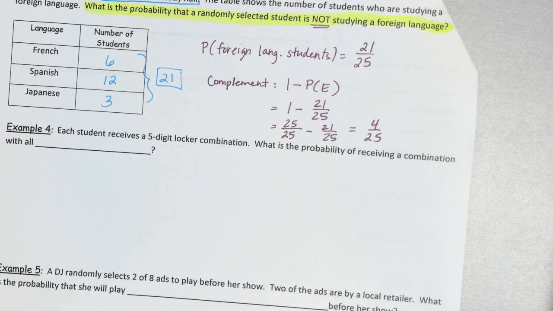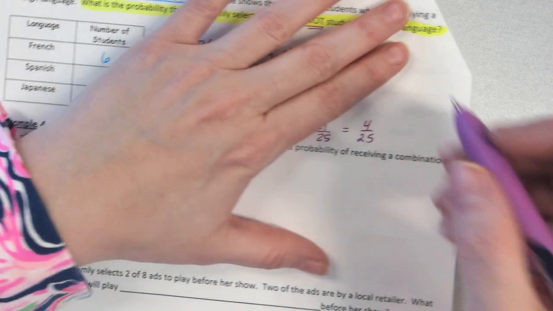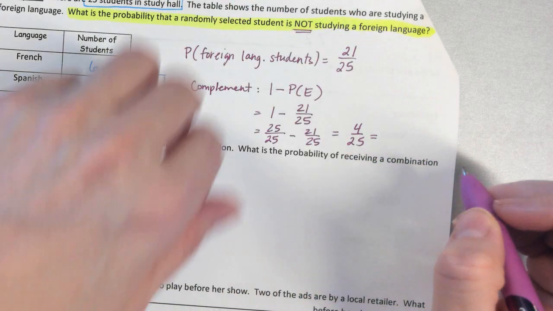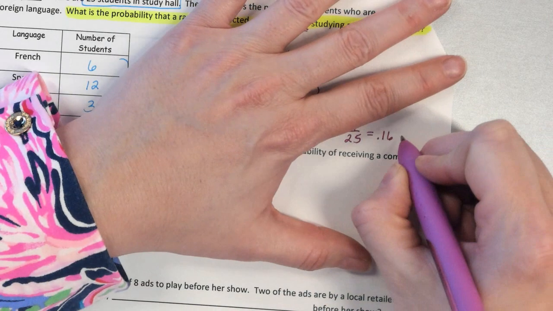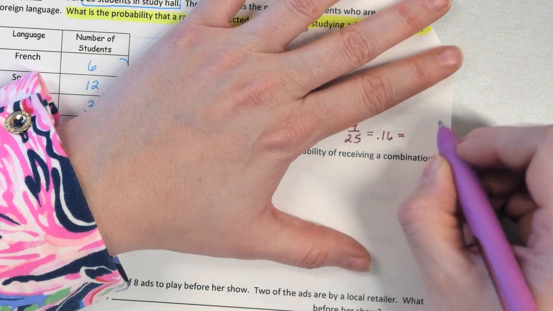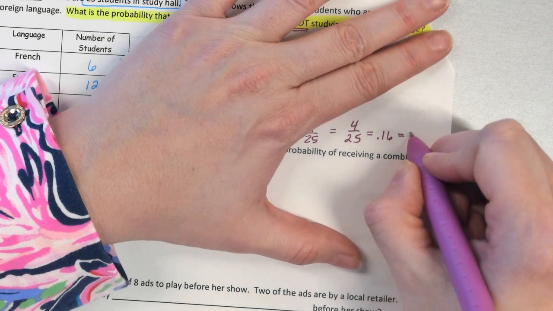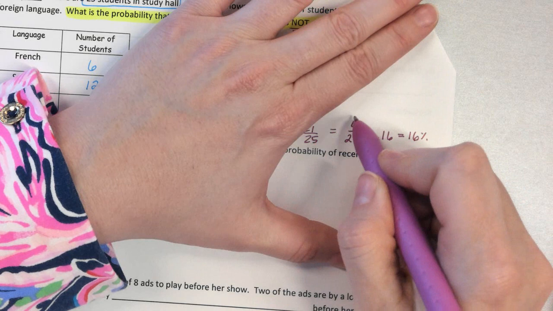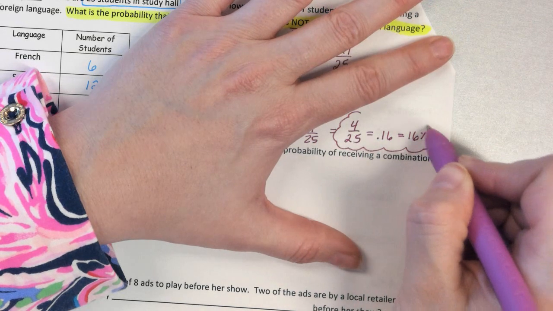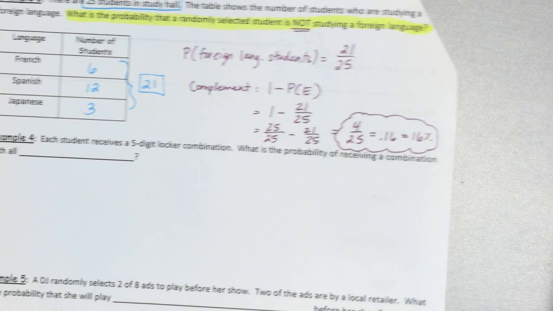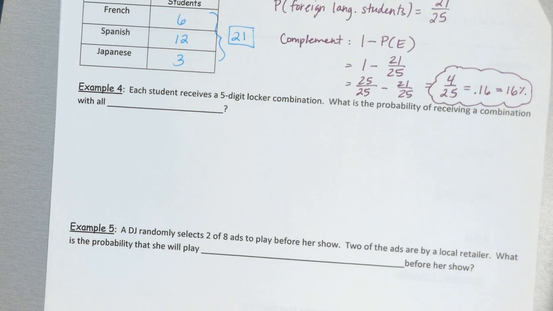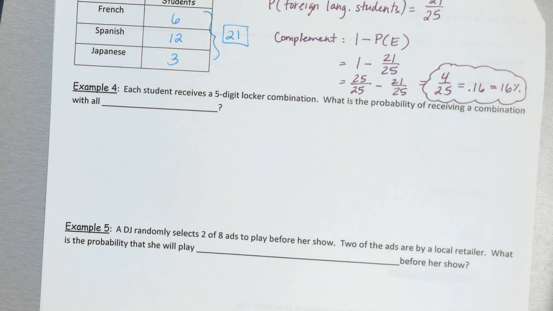Nope, so let's find our decimal. Yep, you're going to have a fraction, you're going to have a decimal. If it's an exact decimal, I'll write the equal sign, and if it's approximate, I'll do the squiggles. And then the percent, 16%. Okay, so only 16% of the kids in study hall are not studying the foreign language.